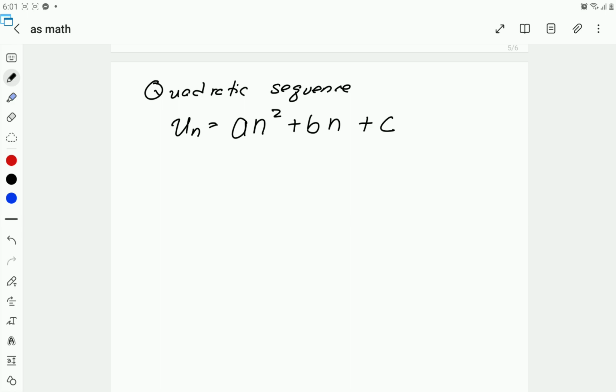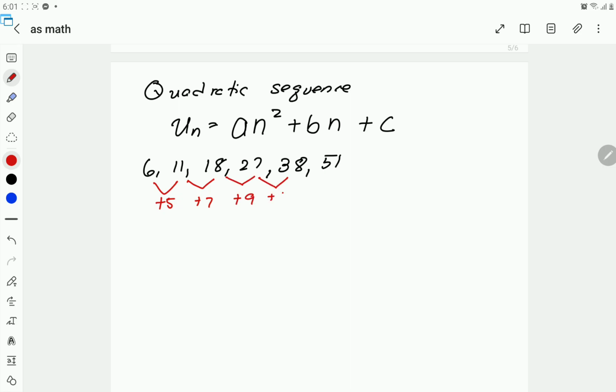So you have 6, 11, 18, 27, 38, 51. Let's check whether this is a quadratic or not. 6 to 11 is plus 5. 11 to 18 is plus 7. 18 to 27 is plus 9. Then plus 11, and this one here is plus 13.